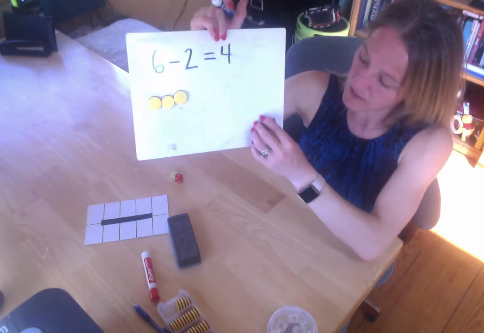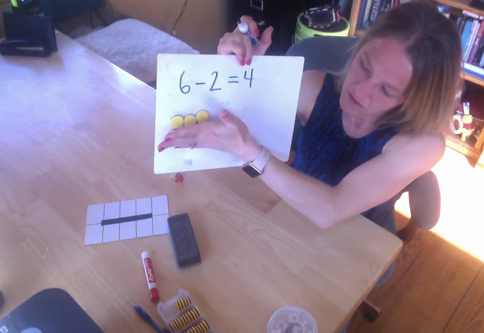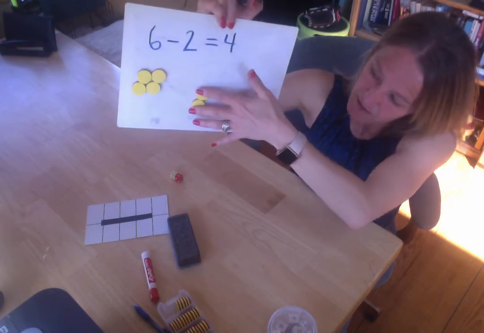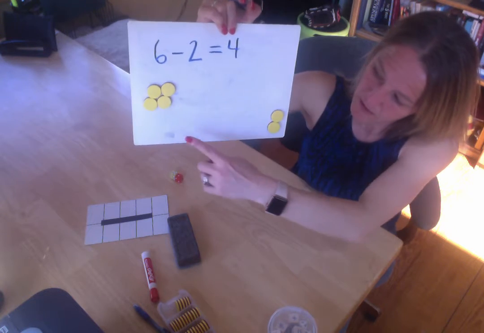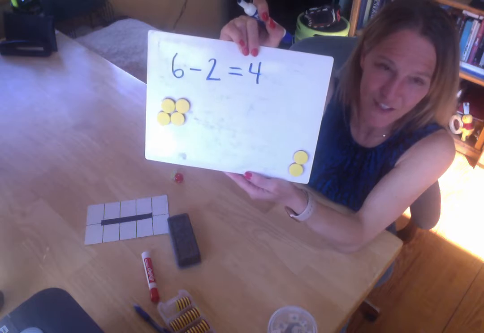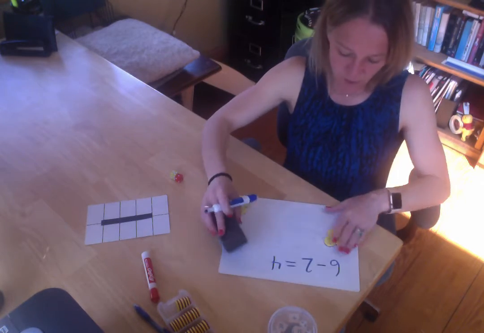Now let's do it with our counters. Here we have 6, and I'm going to take those 2 away, and I'm left with 4. Good job. Okay.